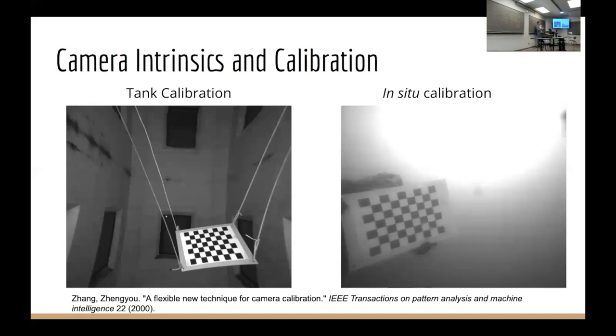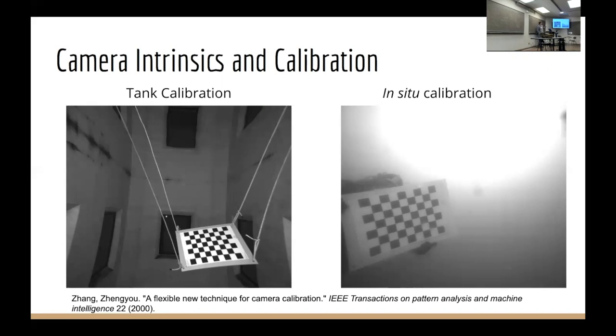Camera intrinsics describe how points in space are projected onto an image lens. And we typically calibrate these using the checkerboard method. This has been the standard processing since this paper came out. To calibrate, we have a checkerboard. We place it in the environment. You have to rotate it to a series of views and essentially cover the entire field of view.